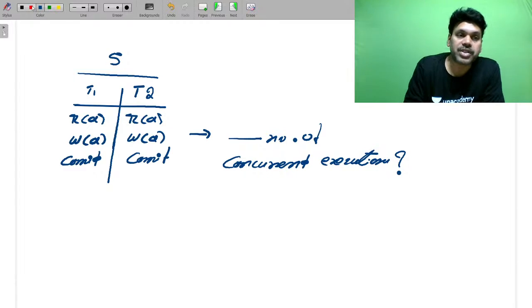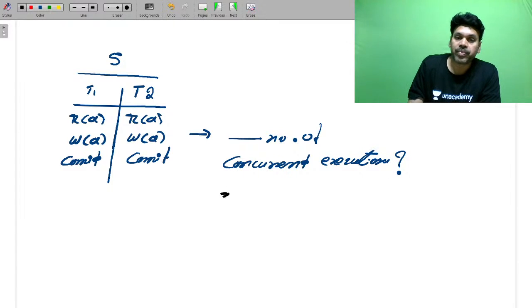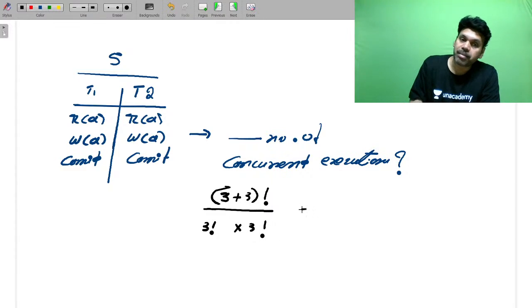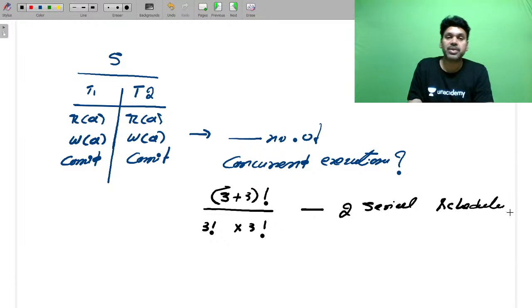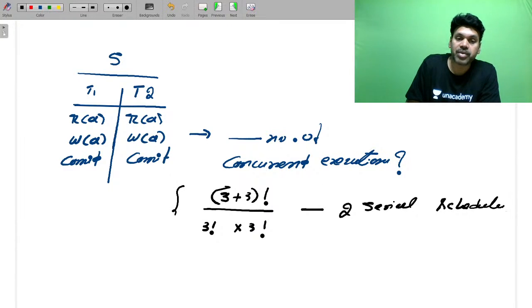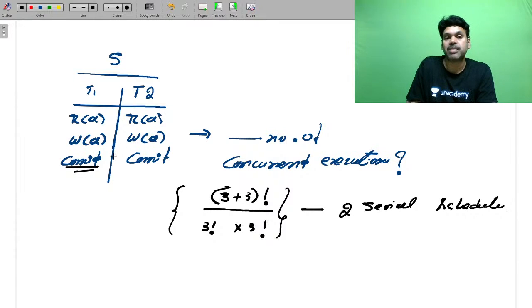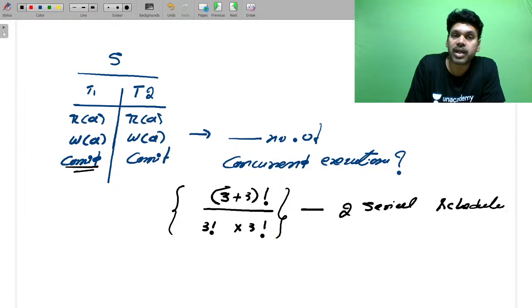Now, how many total schedules can I produce? It is (3 plus 3) factorial divided by 3 factorial into 3 factorial, minus the two serial schedules. So a few orders I will write, not all; the remaining you all know. You will automatically come to know how to write the order, even when there are some commit and abort statements. So one order I am writing.